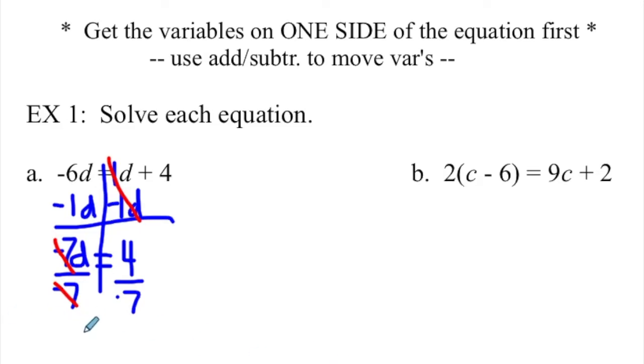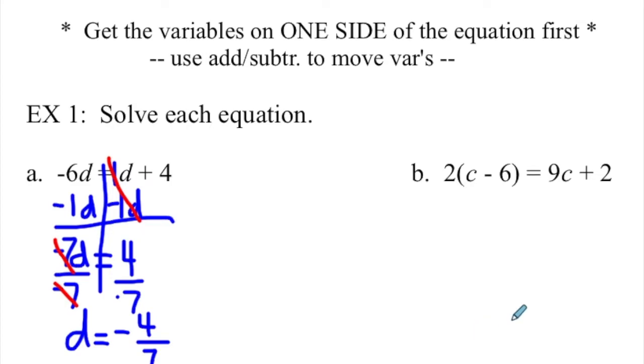Now, 4 over negative 7, we are going to leave that as a fraction, and since 4 over negative 7 does not reduce, it is just going to stay exactly that. So the fraction is negative, so negative 4/7. That is our answer to part A.